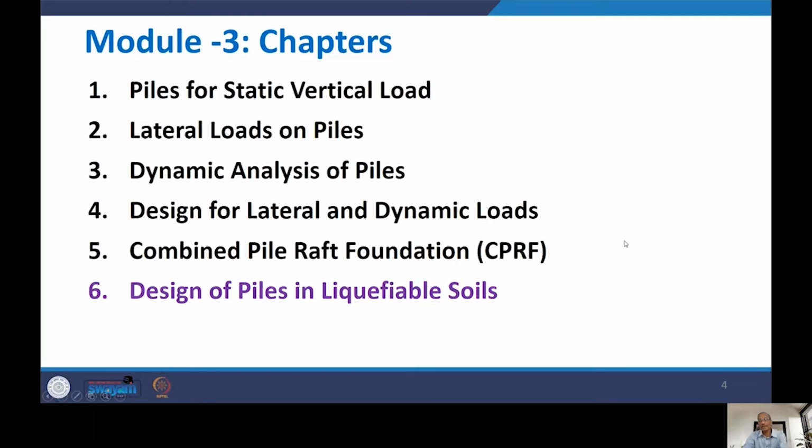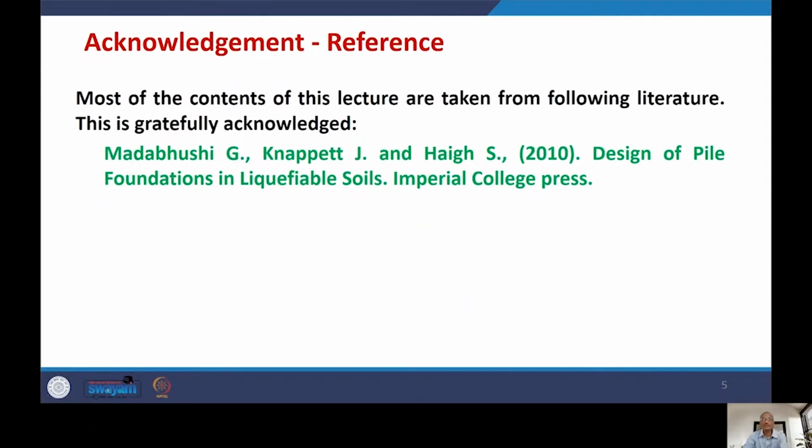Before I go ahead, let me acknowledge, as was the earlier lecture, most of the contents of this lecture also come from the literature, which is a book entitled Design of Pile Foundation in Liquefiable Soils, published by Imperial College Press and authored by Madabhushi et al. The speaker is grateful to these authors for providing this material, and their contribution is gratefully acknowledged, and this is only for this lecture, not for any other.